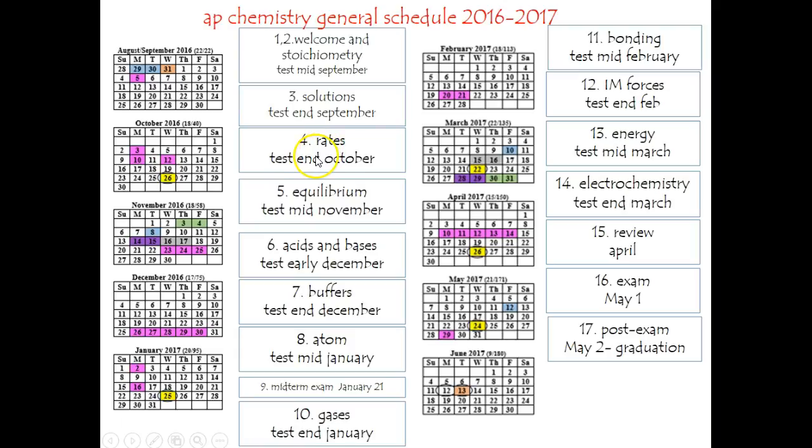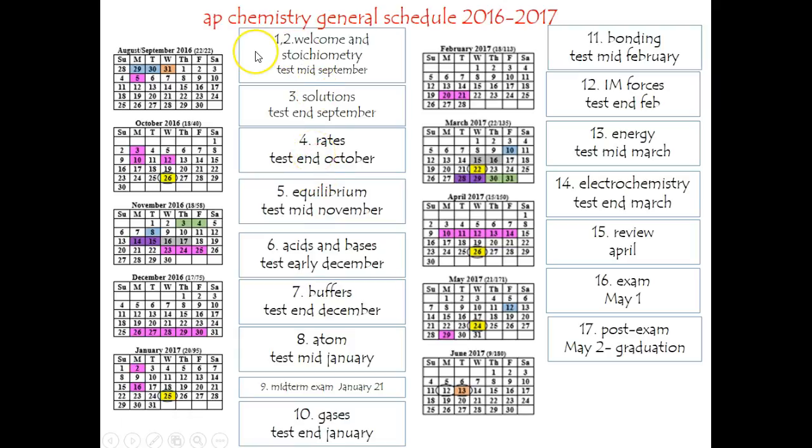Rates we allow nearly an entire month for, and if the Solutions unit goes a little over, then we're still fine. But rates is the beginning of the first of 3 or 4 of the crux units for the year. I would say rates, equilibrium, acids and bases, and buffers are the toughest chapters for the year, and we're going to hit them early, which I think is a good strategy.